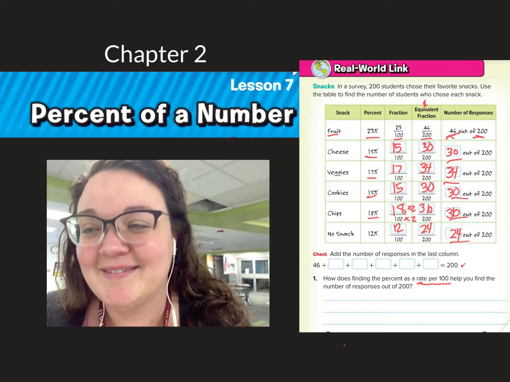So how does finding the percent as a rate per 100 help you find the number of responses? Again, if we broke that 200 into 100 plus 100, then we know that we would just need to multiply the percent by 2, which is what we did with our equivalent fractions. That's a neat little trick that you can use so you don't have to do longhand solving for all the problems.